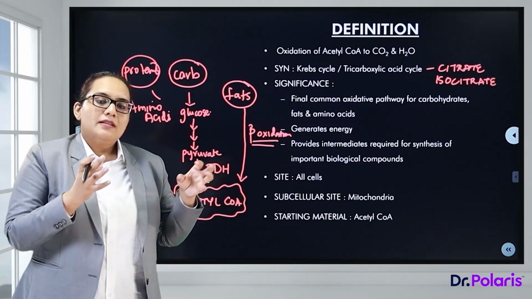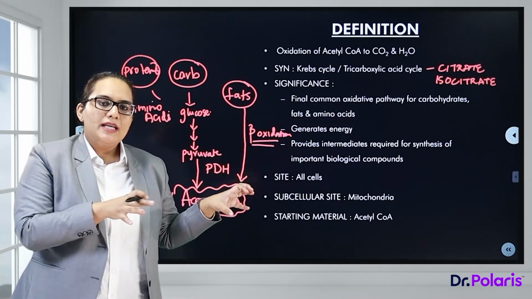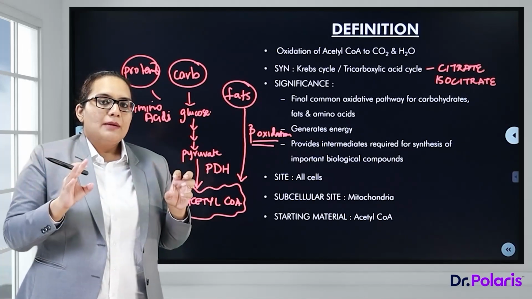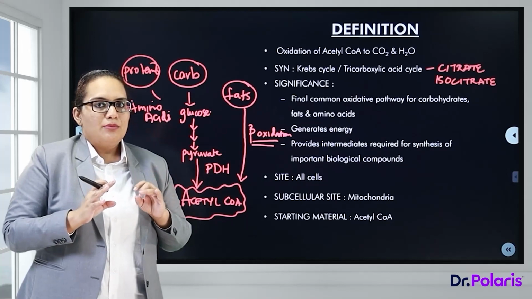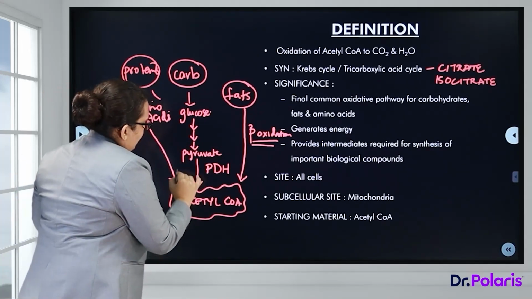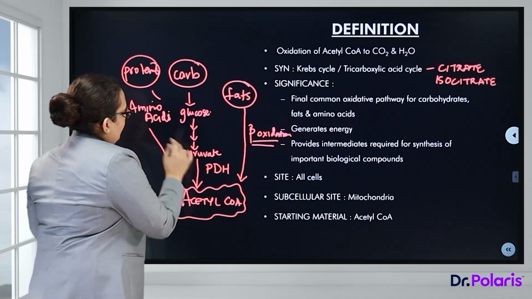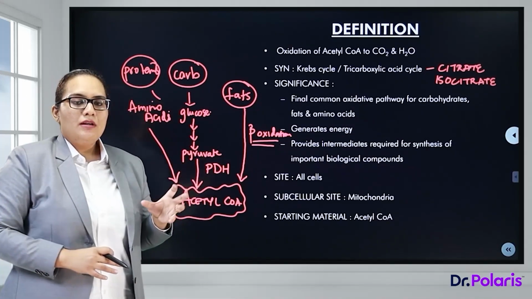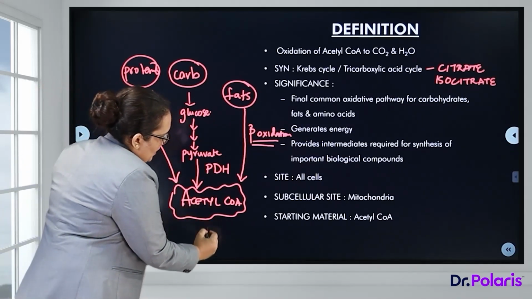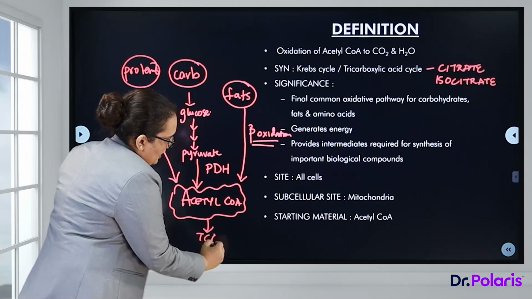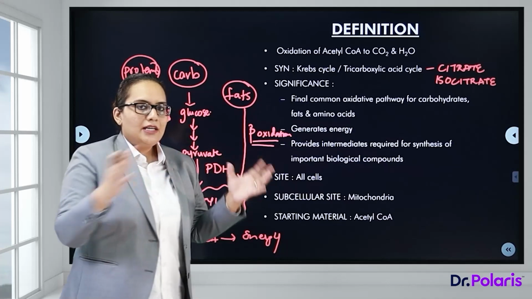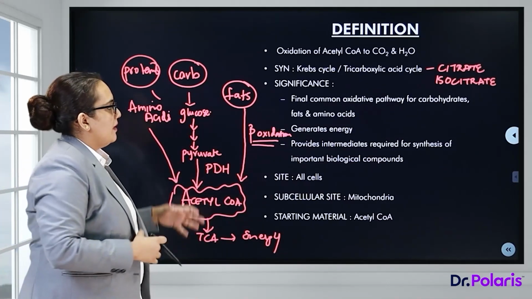Then you also have certain amino acids which are partly glucogenic and partly ketogenic. Examples are phenylalanine, tyrosine and tryptophan. So these amino acids can lead to the formation of acetyl-CoA. This is how all the three fuel molecules are utilized for the formation of acetyl-CoA, which then enters into the TCA cycle to produce energy, which is the whole idea of this session.